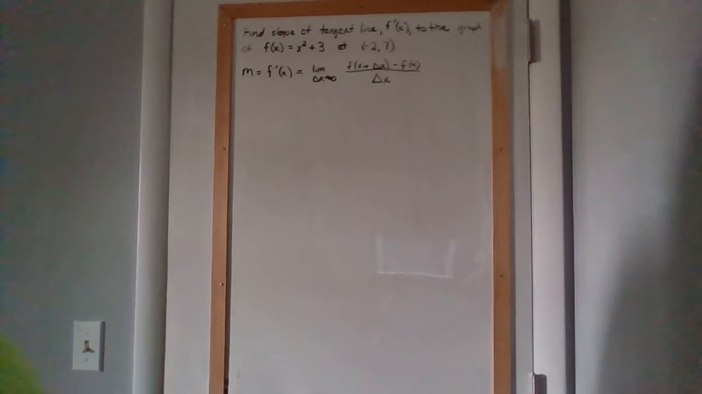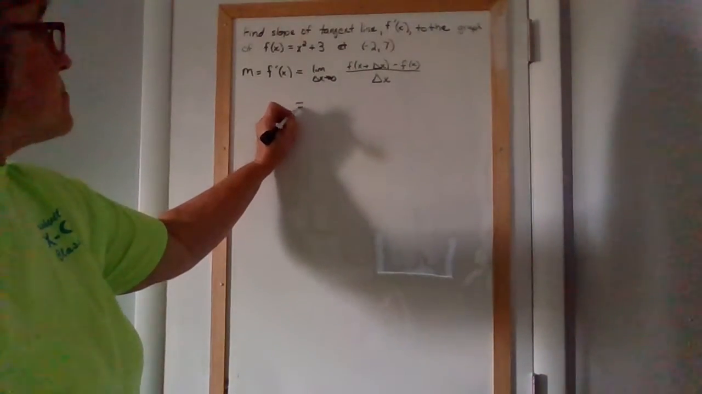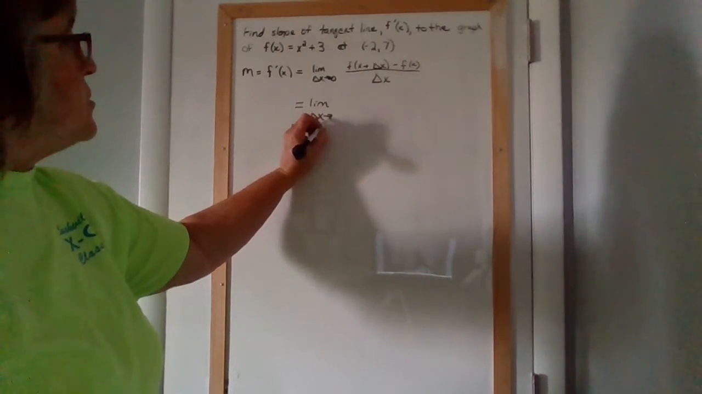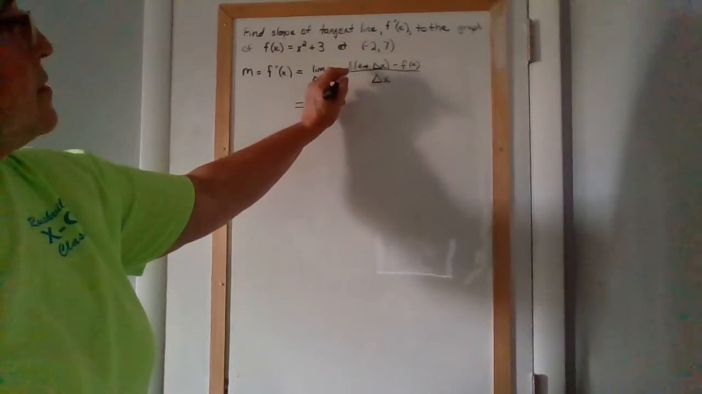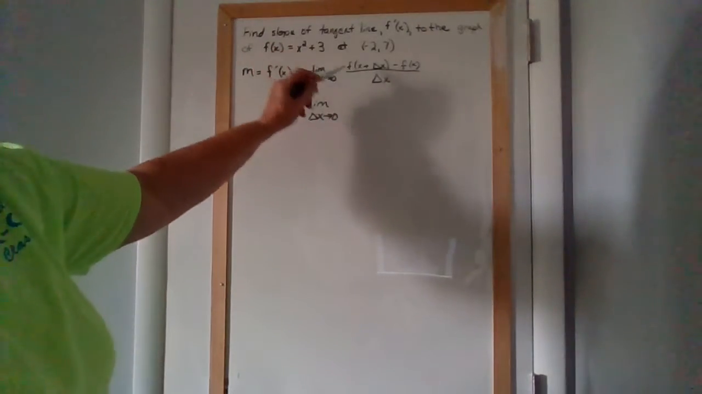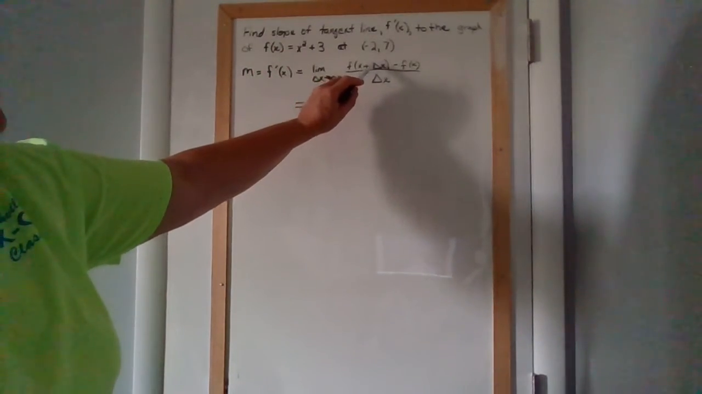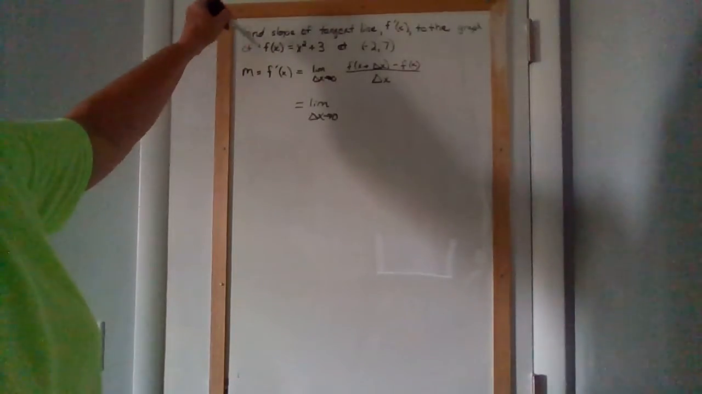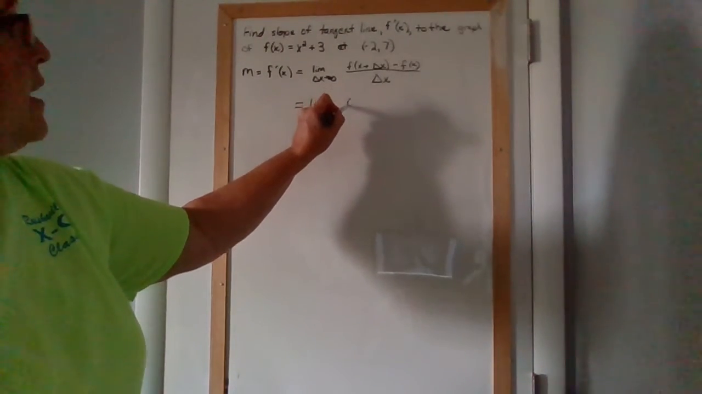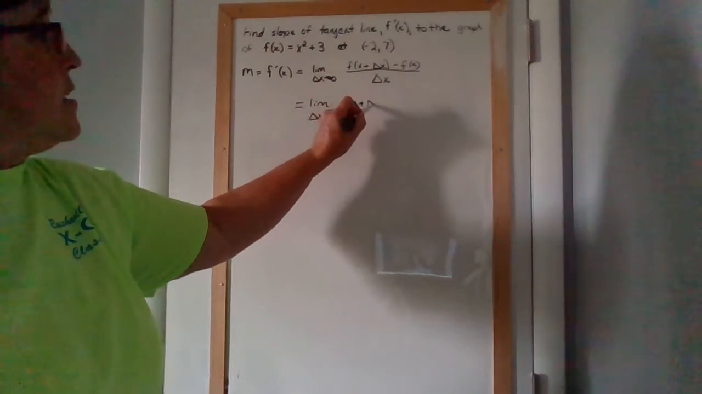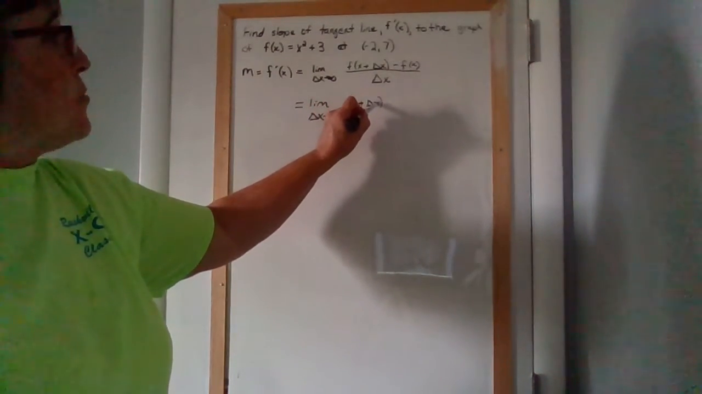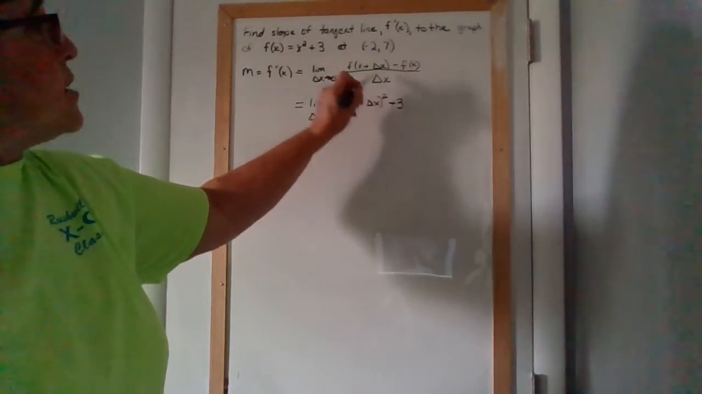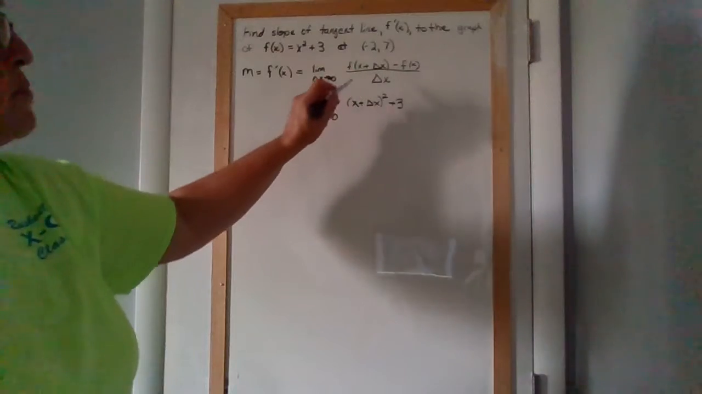So continuing on from here, this will be the limit as delta x approaches 0. Now we're going to use this f of x plus delta x. So this x plus delta x is your substitute for the x in this function. So we'll be taking x plus delta x and raising it to the second power and then plus 3. And that's what this f of x plus delta x means.